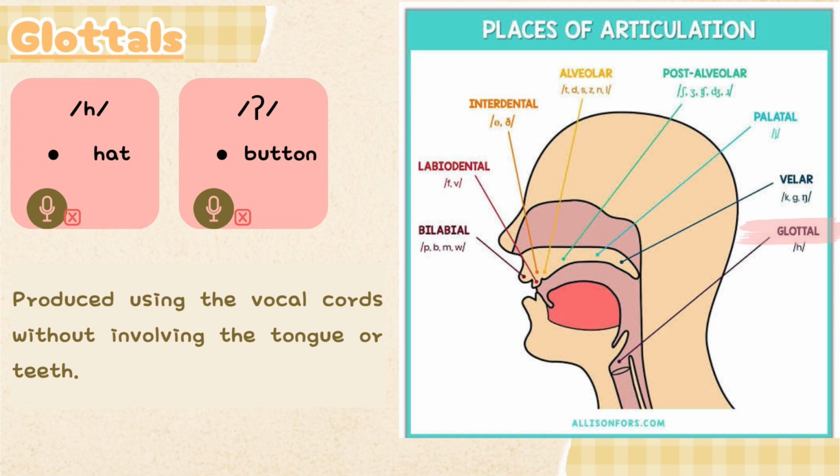Then we have glottal sounds. Glottal sounds are produced by the vocal cords without involving the tongue or teeth. For instance, the h sound in hat is produced by forcing air through open vocal cords. Another glottal sound is the glottal stop used in some dialects, such as in the middle of the word button. The h sound is voiceless, meaning the vocal cords do not vibrate. The glottal stop is voiceless as well, usually.